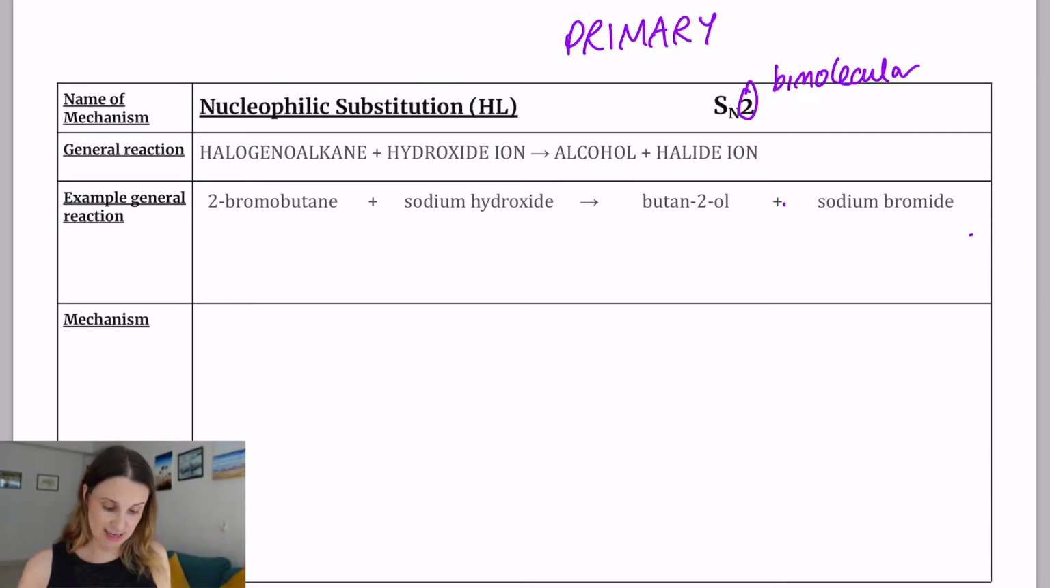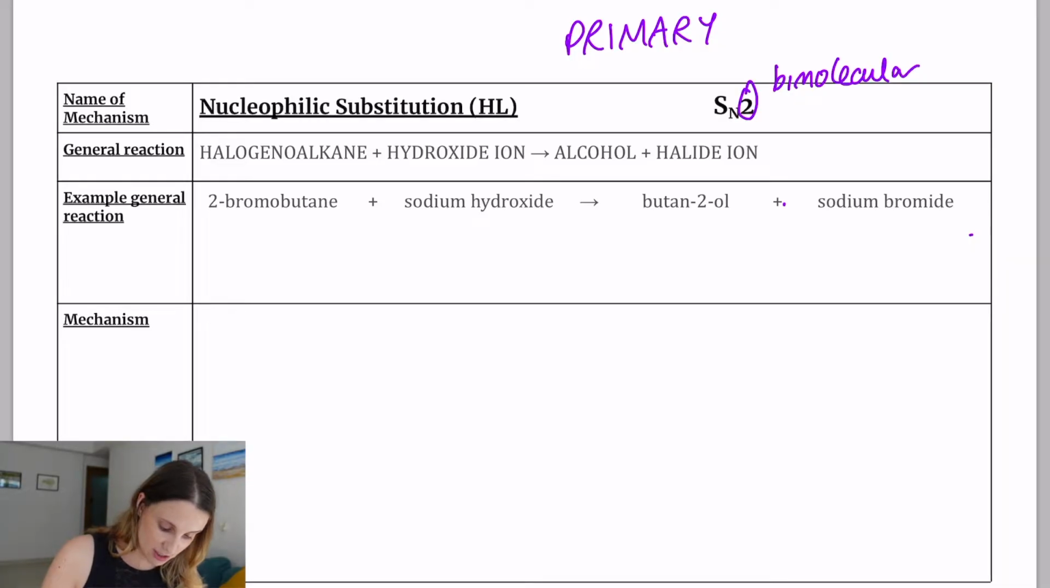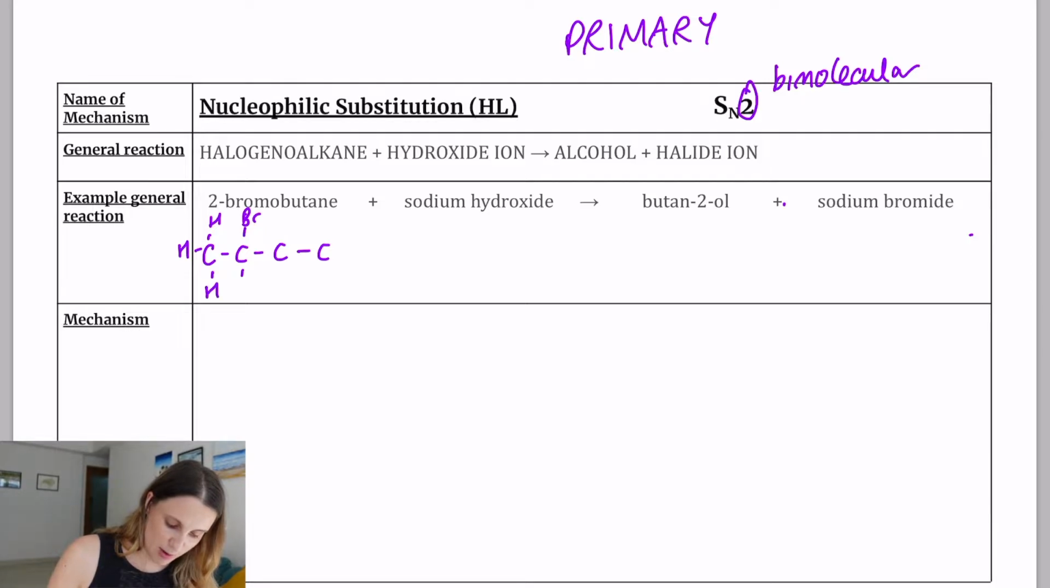So let's crack on with an example here. I've chosen 2-bromobutane. 2-bromobutane is actually a secondary halogenoalkane. And you might be thinking, she just said that this one was done by primary halogenoalkanes. Why might she pick a secondary halogenoalkane?